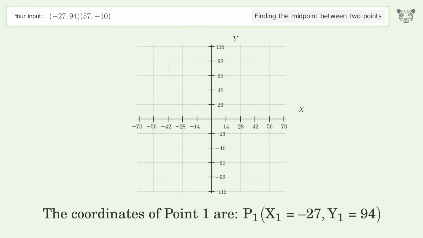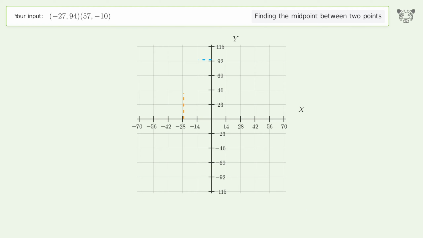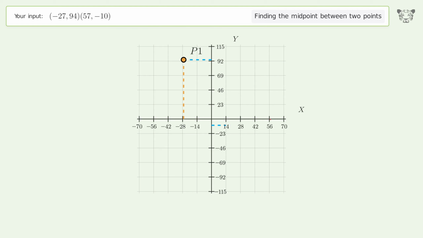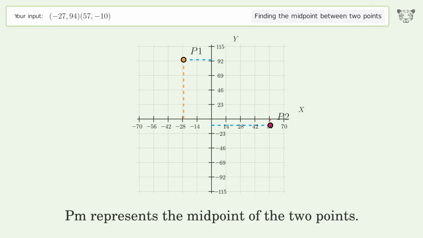The coordinates of point 1 are, x1 equals -27, y1 equals 94. The coordinates of point 2 are, x2 equals 57, y2 equals -10. PM represents the midpoint of the 2 points.